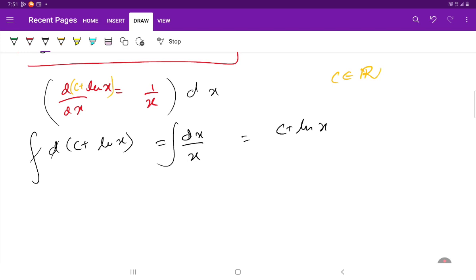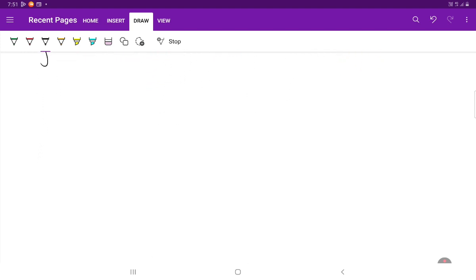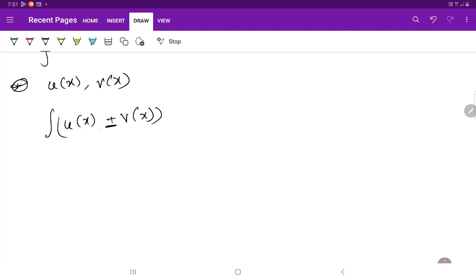Now let us see some formulas. First, if you have two functions, u as a function of x and v as a function of x, then the integration of u of x plus minus v of x dx is written as the integration of u of x dx plus minus the integration of v of x dx.